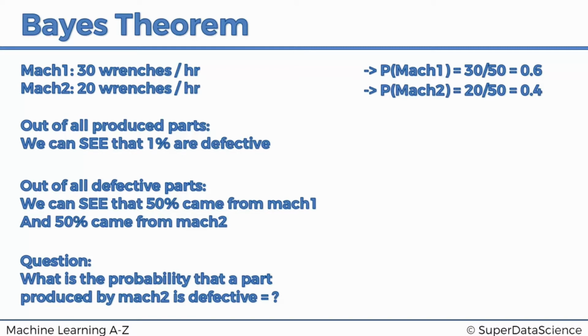Now let's see what we can get out of the second line. We can see that out of all the produced parts, 1% are defective. Well, it's very simple to rewrite this in mathematical terms. We can just say probability of a part being defective equals 1%.